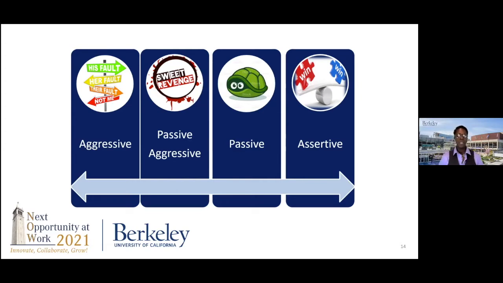So example number one, let's look at aggressive. Let's say you got a late start to work and you're stuck in traffic and someone cuts you off. You use all the swear words you know to communicate your displeasure about their driving decisions, right?